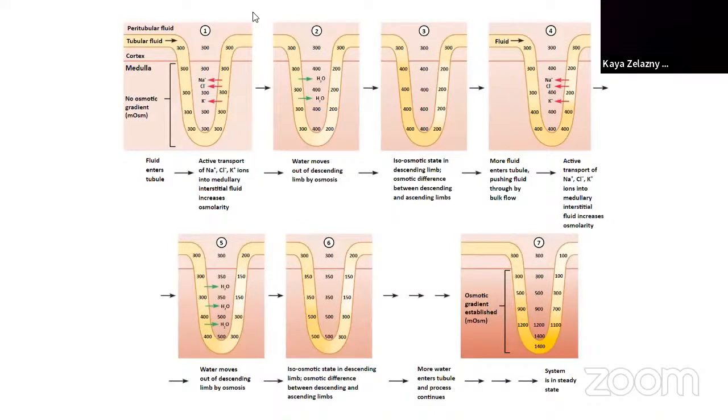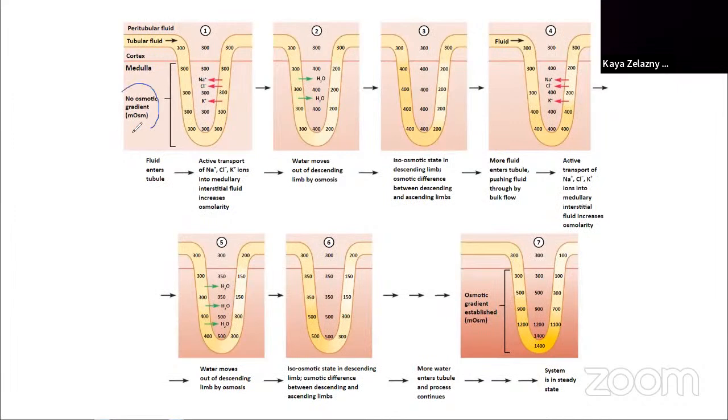So now we're going to walk through how this got set up. So this is all showing us how we start out with a situation where there's no gradient anywhere, and how this process eventually establishes the osmotic gradient. And then this final image is showing us that system in steady state. So we're going to go through all of this, but if you get lost, focus in on this final step because that's what we actually see in patients, basically.